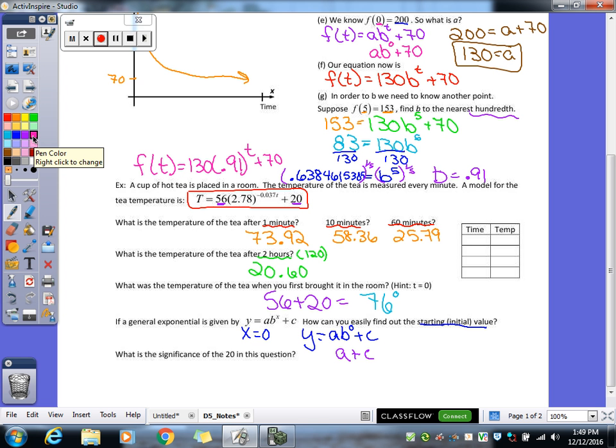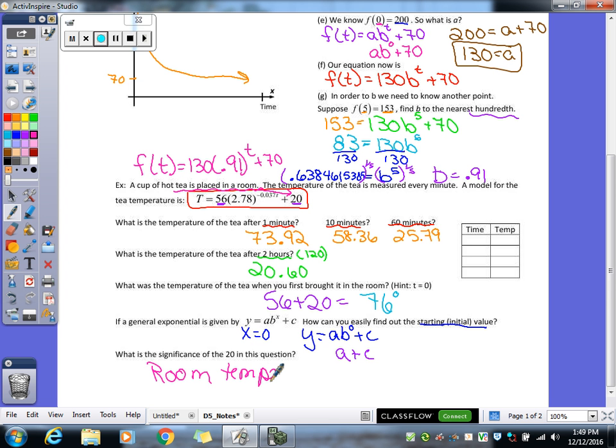And then our last question on this page, what is the significance of the 20 in this question? Yes, but why? It's kind of like that first question. I'm placing it in a room. That's my room temperature this time. The 20 is your room temperature.